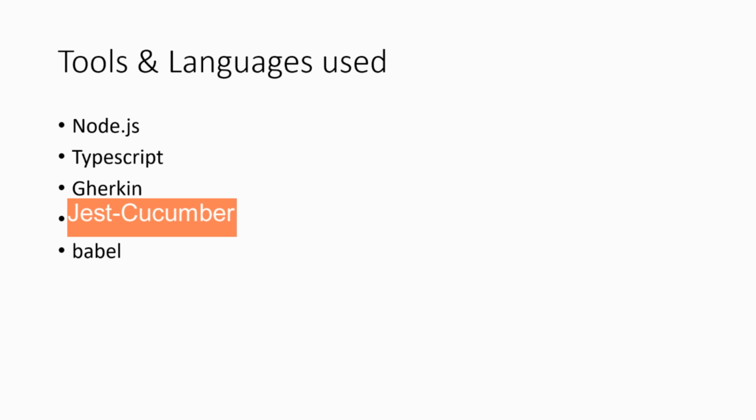The tools and languages that you would require for this particular example are Node.js, the framework, you need to install it, TypeScript, the language, Gherkin, the syntax that you would be using. Jest-cucumber would provide you with that, and Babel to run the ES6 or TypeScript related code on Node.js.